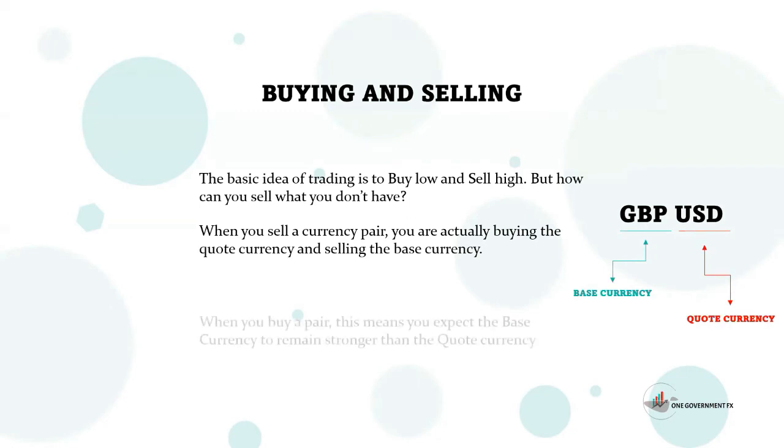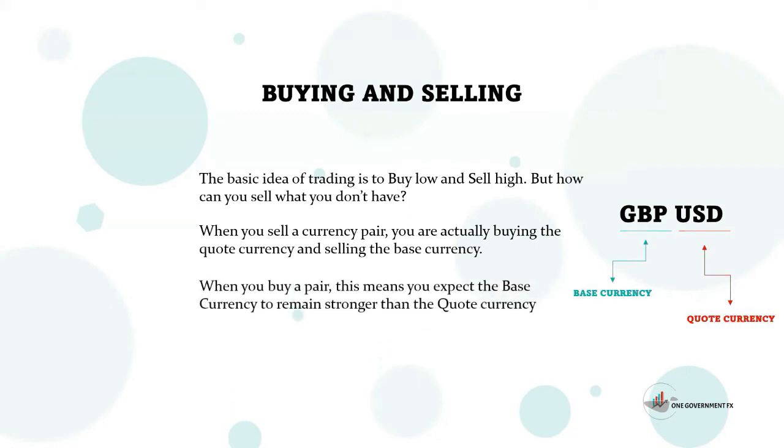So let's move on. When you buy a pair, this means you expect the base currency to be stronger than the quote currency. I believe it's self-explanatory. If I was to buy this pair, GBP USD, what I expect is that the pound is going to gain against the dollar. So the pound is going to be stronger than the dollar. So that's what we're looking for.